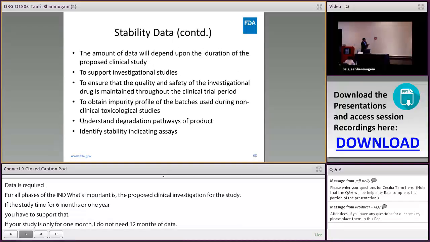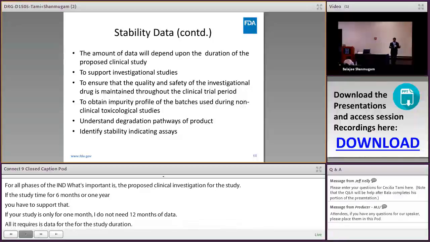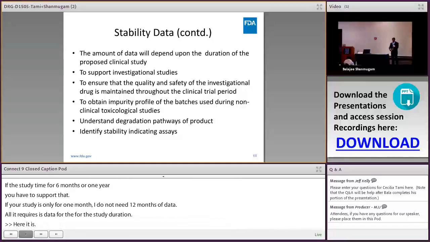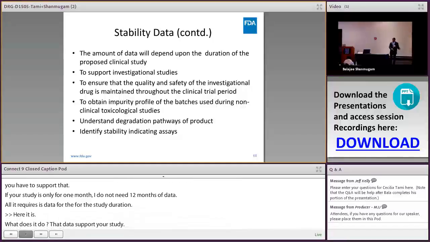Okay, so here it is. What does it do? That data actually supports your study to make sure that it tells us that the product that we made for this particular study will retain its quality. All the attributes will remain unchanged and will remain the same as it was when it was manufactured and you had it tested at release.